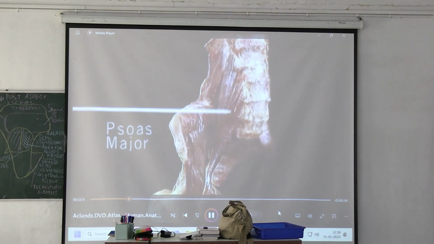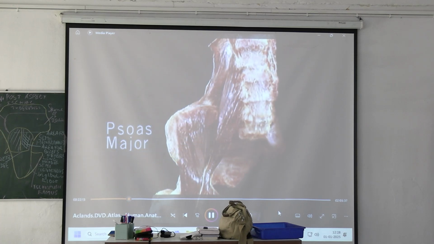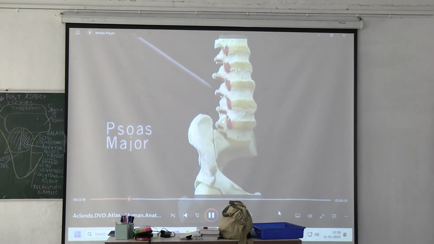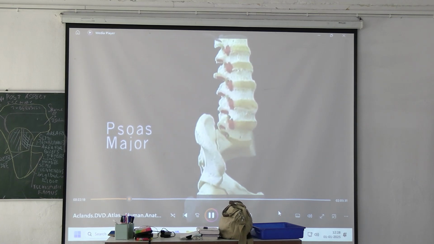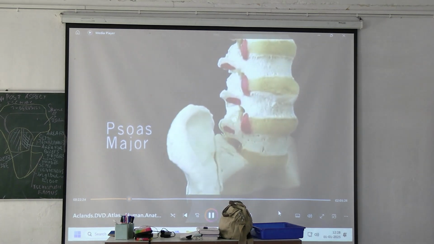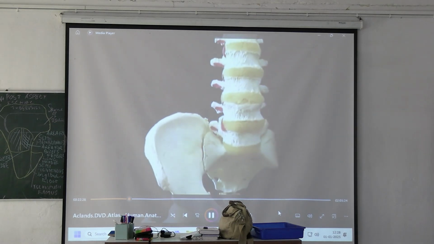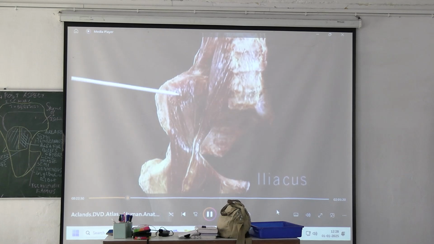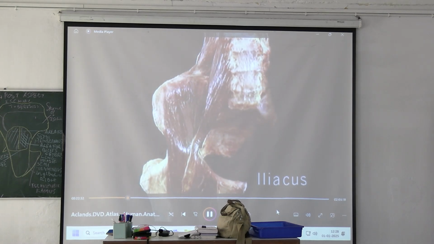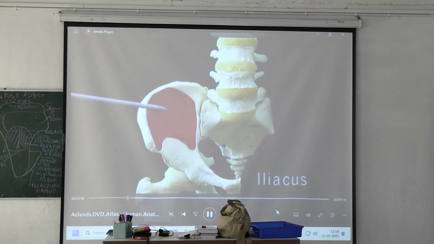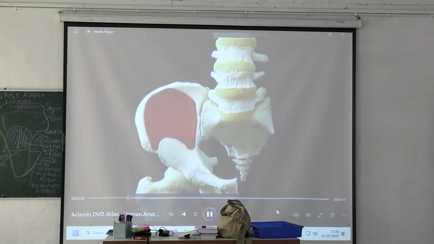Here's psoas major. Psoas major arises from the transverse processes of all five lumbar vertebrae and from the sides of the intervertebral discs and the adjoining vertebral parts. You'll see its insertion in a moment. Here's iliacus. Iliacus arises from almost all of the inner aspect of the wing, the internal surface.